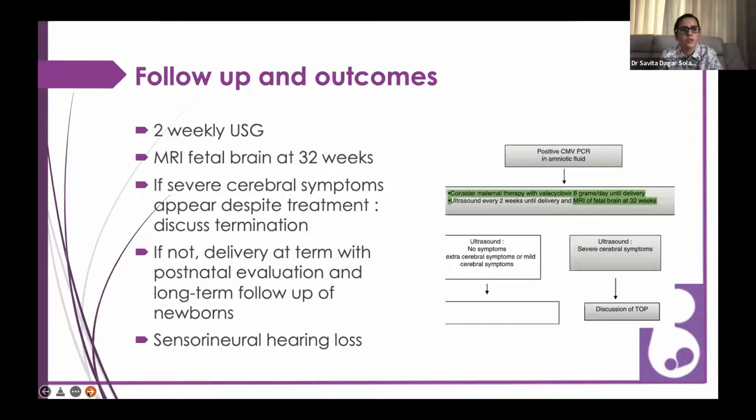So, ma'am, so that we can see how severe the signs of infection are, and how they are evolving, we do a 2-weekly ultrasound, and we can do an MRI at 32 weeks, which will be very helpful in prognosticating, deciding, and counseling the patients. That is how we'll follow them up.